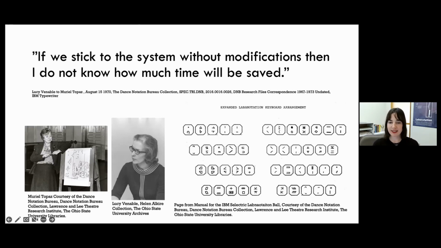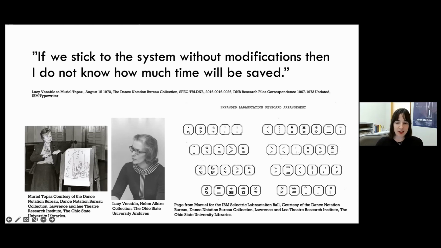It stalled in 1968 when Lucy Venable left the Dance Notation Bureau to come to Ohio State to join the faculty in Ohio. In 1970, a few years after the project stalled out, Lucy wrote to Muriel Topaz, another expert notator, who had been asking, should I continue this project?